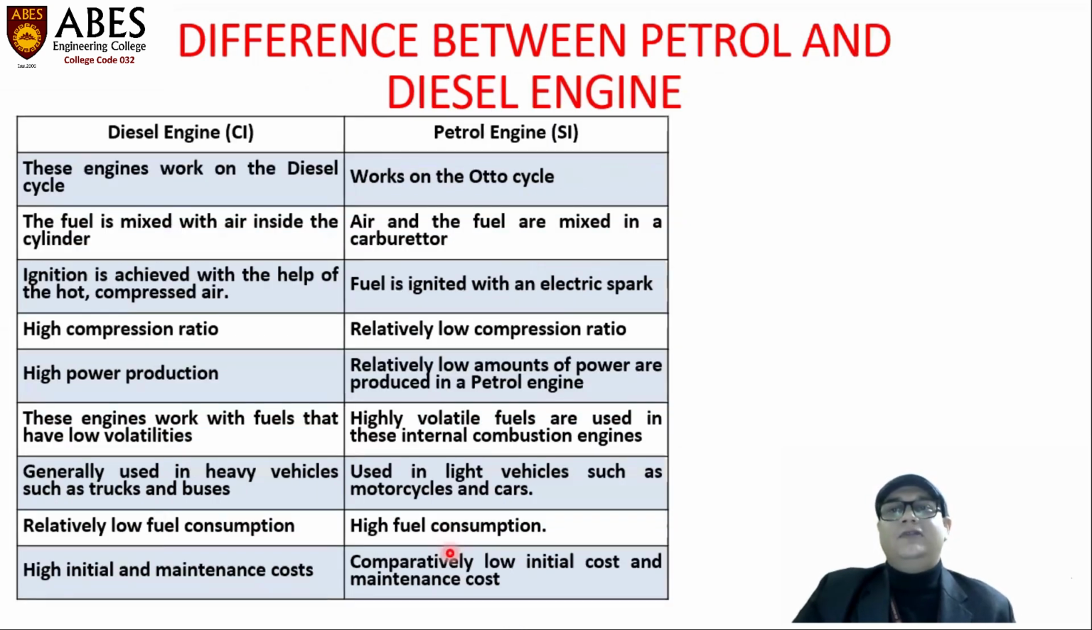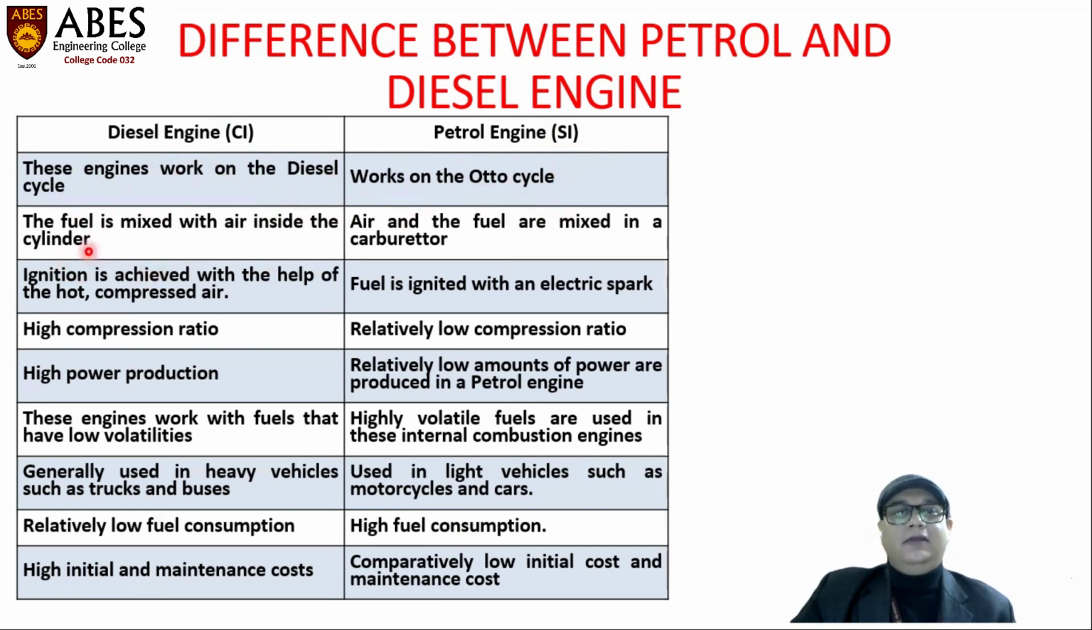Now, the difference between the petrol and diesel engine, or the difference between SI and CI engine. CI engine stands for diesel engine and SI engine stands for petrol engine. In case of CI, the engine works on the diesel cycle. SI engine works on the Otto cycle.